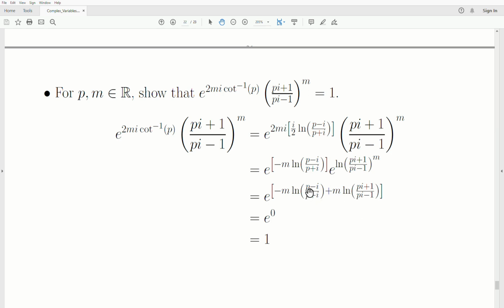Well, it turns out (p plus i) divided by (p minus i) is 100% the same as (p plus i) over (p minus i) in the other form. Now, I'll let you do the division, which we covered in a previous video, dividing two complex numbers. They're 100% identical, which to me is kind of cool in itself. So we have a number minus the same number, which is 0. e to the 0 is 1, and that's what we wanted to show.